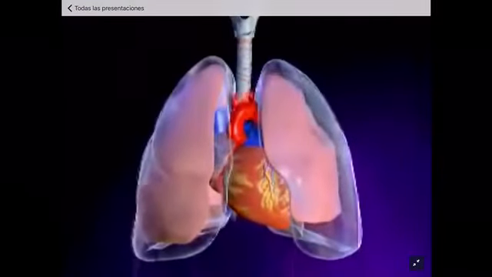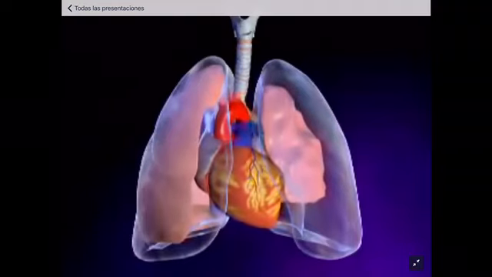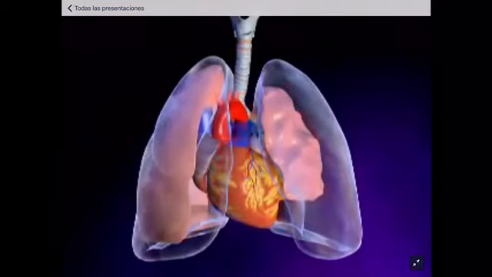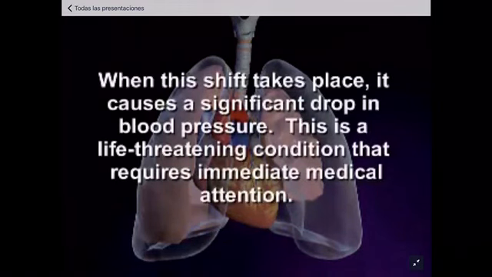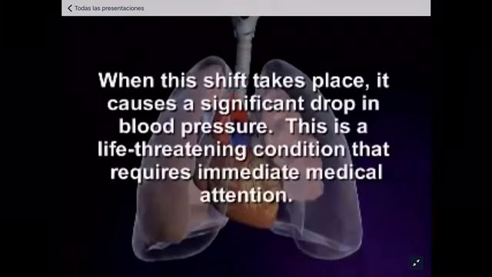The increased pressure in the pleural cavity can push the heart and major blood vessels to the other side of the chest. When this shift takes place, it causes a significant drop in blood pressure. This is a life-threatening condition that requires immediate medical attention.